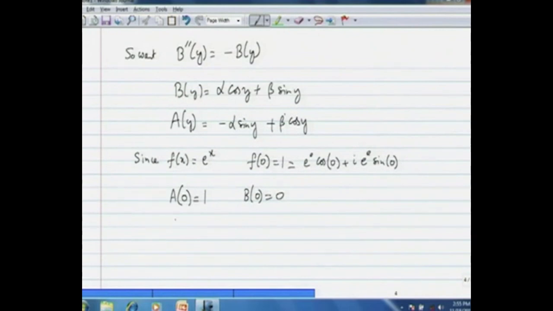So, a of 0 equals 1 tells us that minus alpha sine 0 plus beta times cosine 0 is 1, which implies beta should be 1. And so then, substituting beta equals 1 in b of 0 equals 0, we get b of 0 is alpha times cosine 0 plus 1 times sine 0. So, we get this should be 0. So, alpha should be 0.